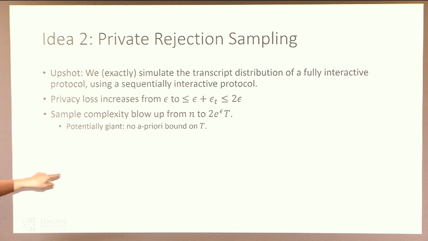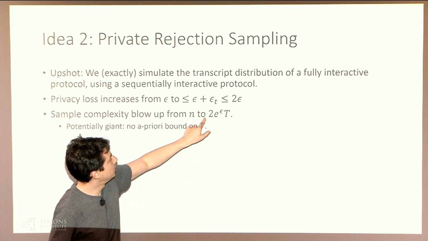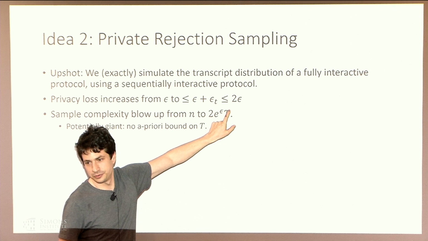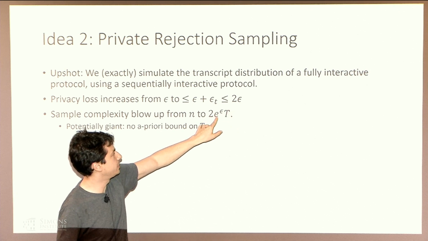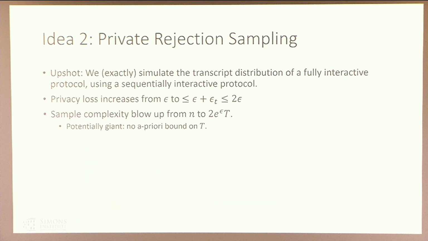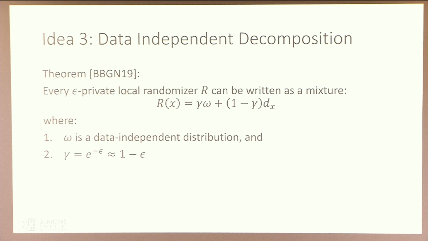Right, so I've blown up the sample complexity from n to 2 times e to the epsilon times t, because now I'm asking everyone t questions, and it potentially takes me, in expectation, 2 times e to the epsilon people before I find one good enough to answer a question. And this is bad because I don't know a priori how big t is. It could be arbitrarily large. So we need one more idea.